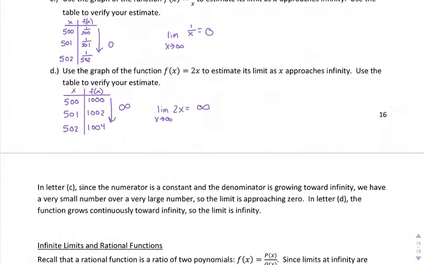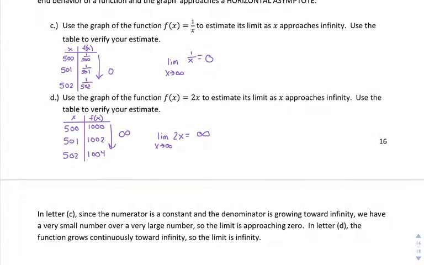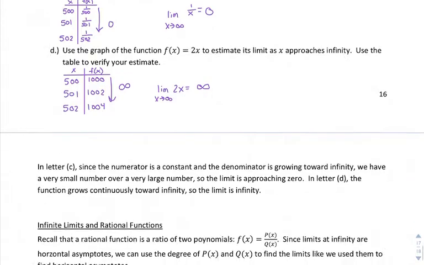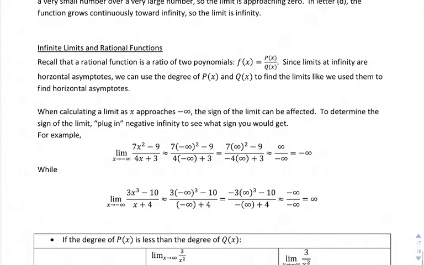So in letter C, since the numerator is a constant and the denominator is growing towards infinity, we have a very small number over a very large number. So that's why the limit is approaching 0. In letter D, the function grows continuously towards infinity, so that's why the limit is infinite or infinity.